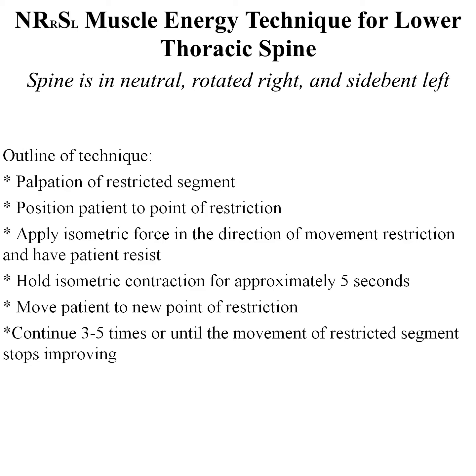Today we are going to be talking about how to do a muscle energy technique for the lower thoracic spine with an NRSL positional fault. Here the spine is in neutral, rotated right, and side bent left.